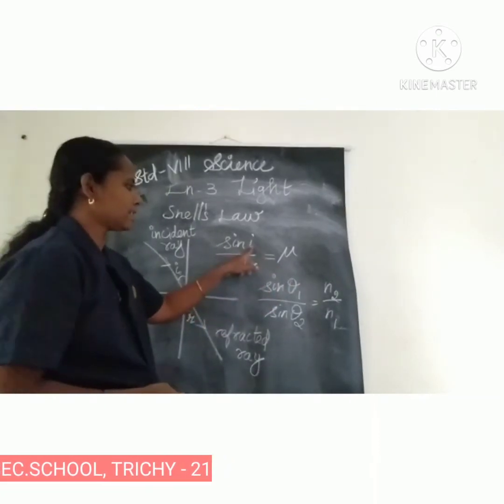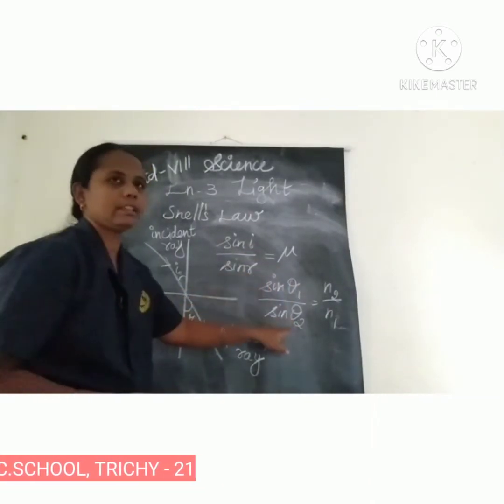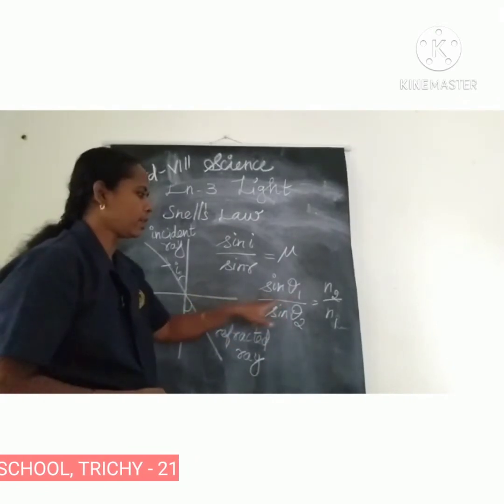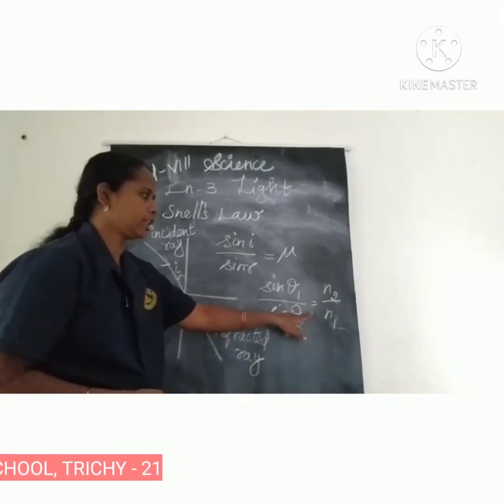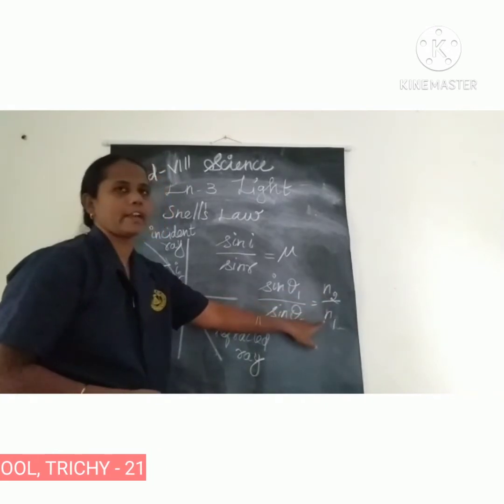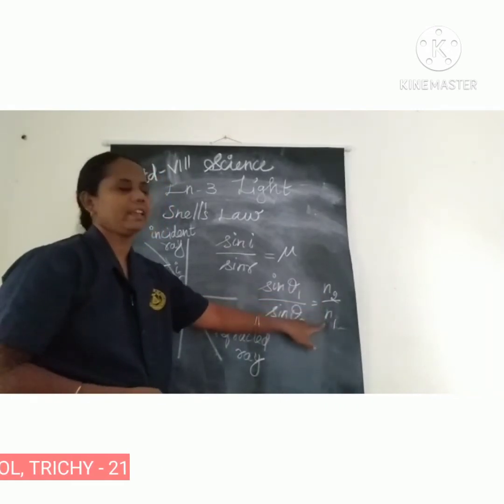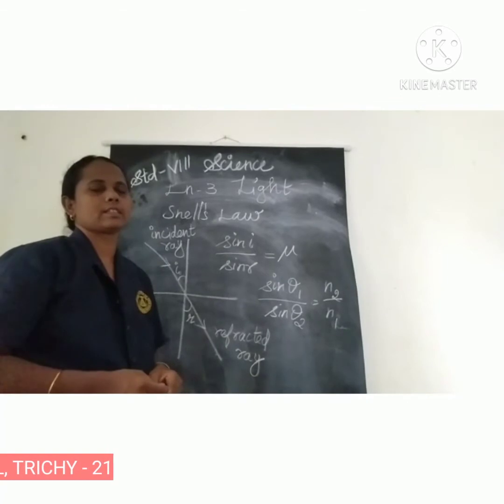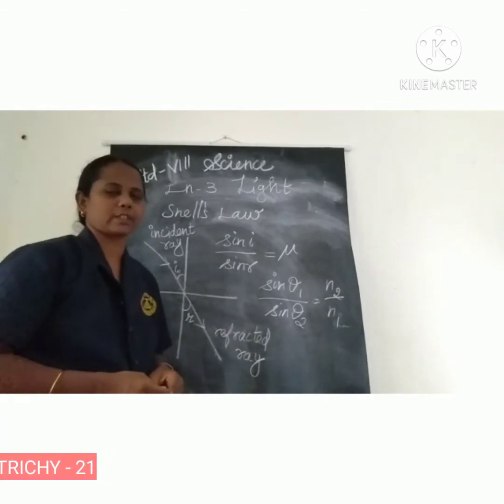Then I is theta 1, R is theta 2. So sin theta 1 by sin theta 2 is equal to N2 by N1. This is Snell's law of refraction.